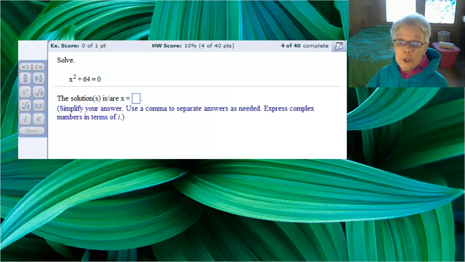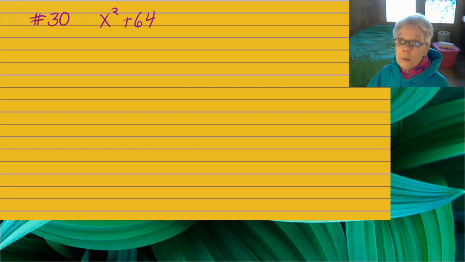Let's move on to x squared plus 64. This is another problem that lacks the middle term. We're going to be using the square root method. This is number 30. x squared plus 64 equals 0. Subtract 64 from both sides of the equation. So we'll have x squared equals negative 64.